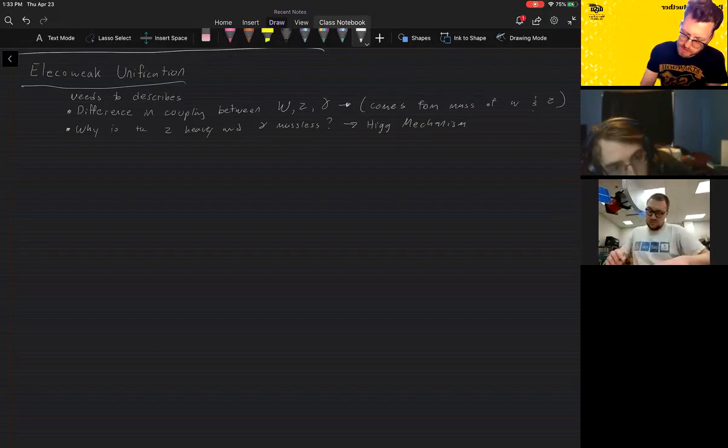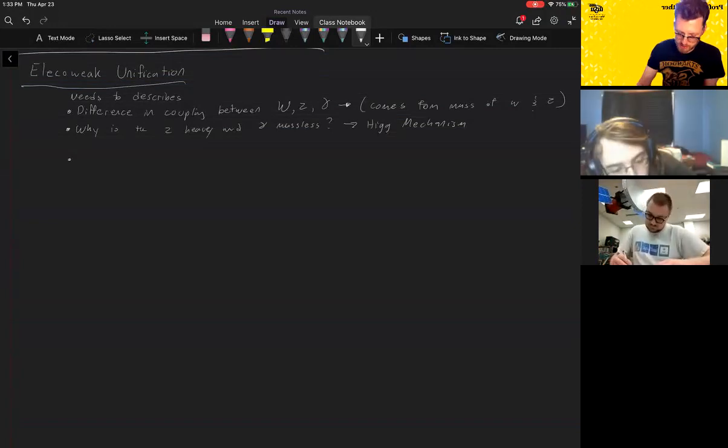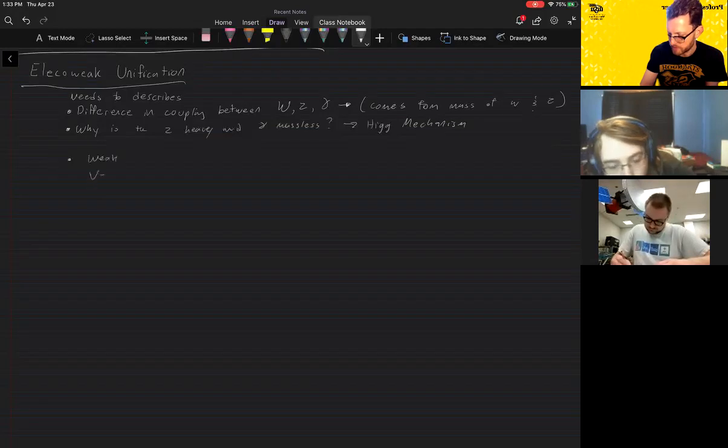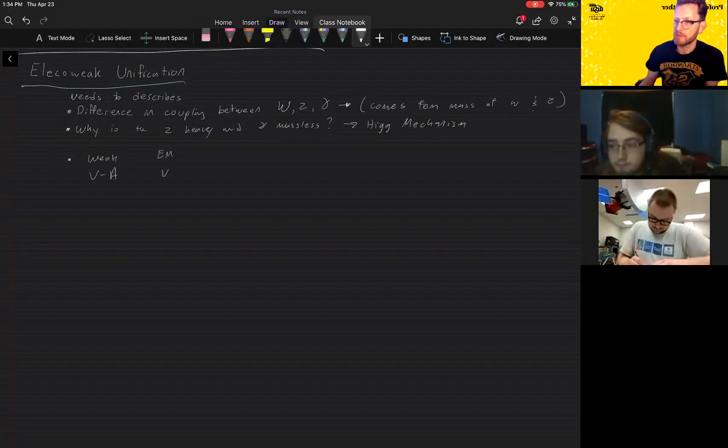What other things are different between the weak interaction and the electric interaction? Well, weak interaction is a V minus A coupling at the vertex. E and M is a pure vector coupling. We've seen that several times. We've seen that now over and over again. Okay.